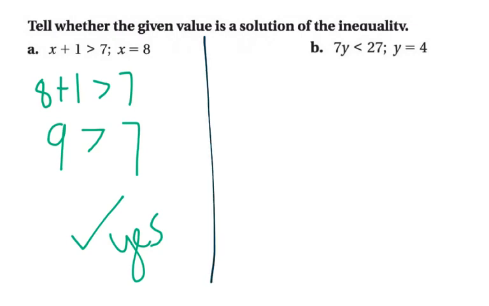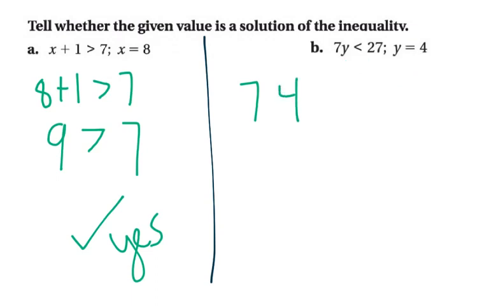It says 7y, 7 times y, is less than 27. Well, heck, I don't know what y is. Oh, wait, they tell us that y equals 4. So I'm going to put that 4 in the place of the y right there, and we're going to figure out if this is true or not. So I'm going to rewrite it. 7, and I'm replacing this y with a 4, but we have to be super careful.